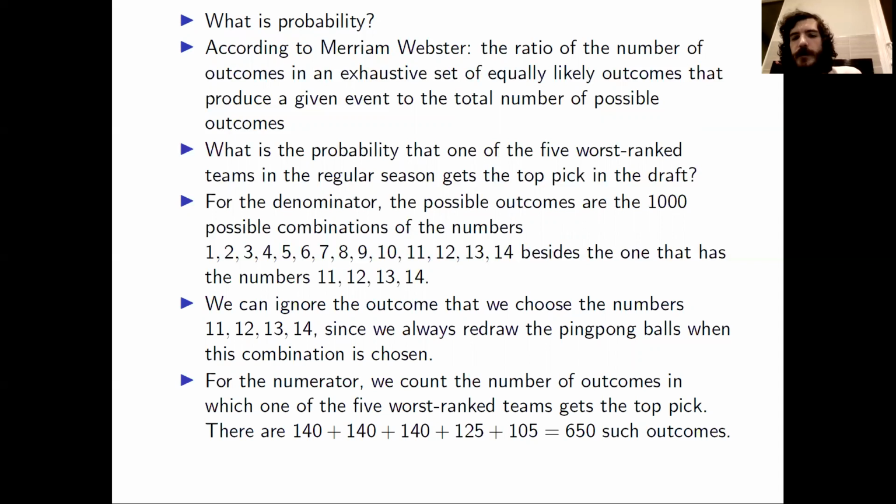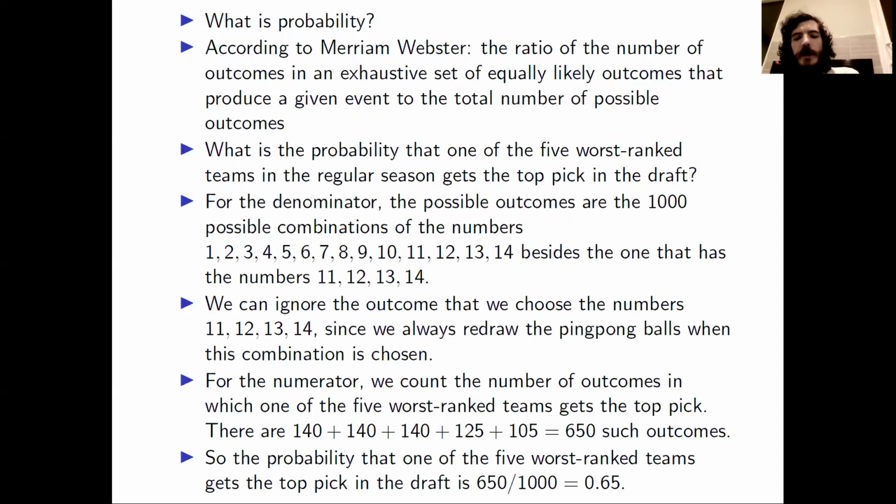For the numerator, we just count the number of outcomes in which one of the 5 teams with the 5 worst regular season records gets the top pick. The number of outcomes where one of the 5 worst teams gets the top pick is just the number of combinations belonging to one of the 5 worst teams. That number of combinations is just 140 times 3 plus 125 plus 105. And that gives us 650 for the numerator.